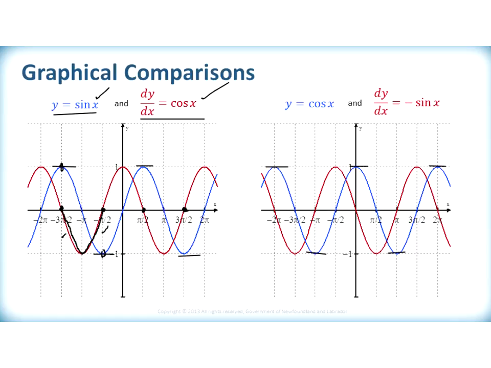So if we look at all those places where I have horizontal tangents on the cosine curve, I see the red curve, which is the negative sine, is actually equal to 0. So that would make sense. Also, let's look at one of the intervals where we go from one vertex to the next, or from one extreme value to the next.